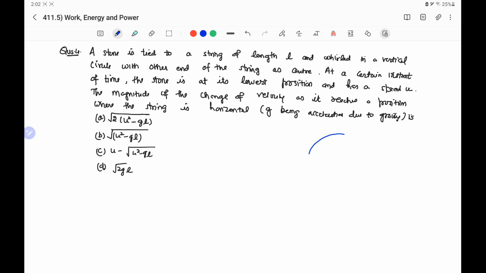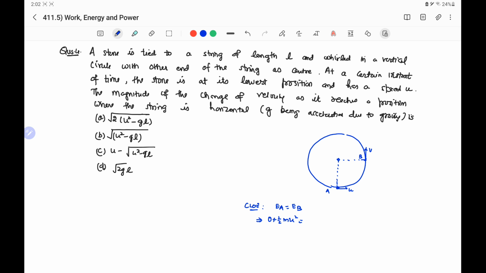In the problem, the stone is tied to a string which is circulating in a vertical plane. So at the lowest point, say point A, the velocity is given as u, and at the horizontal point, say point B, the velocity is v. And velocity is always in the tangential direction. From the conservation law of energy, the total energy at point A must equal the total energy at point B. Considering A as a reference point, the potential energy will be 0 plus half m u square.